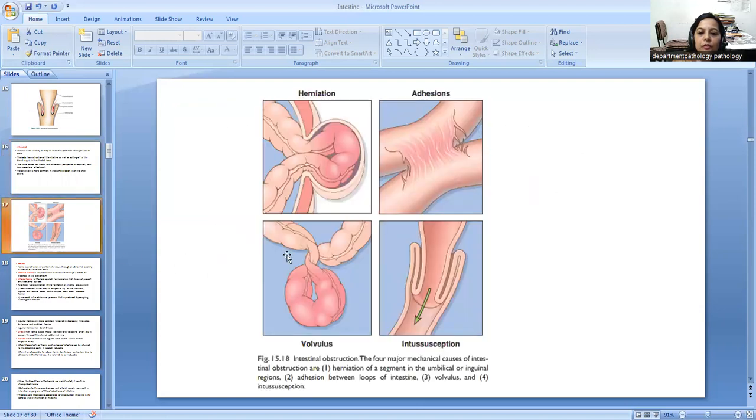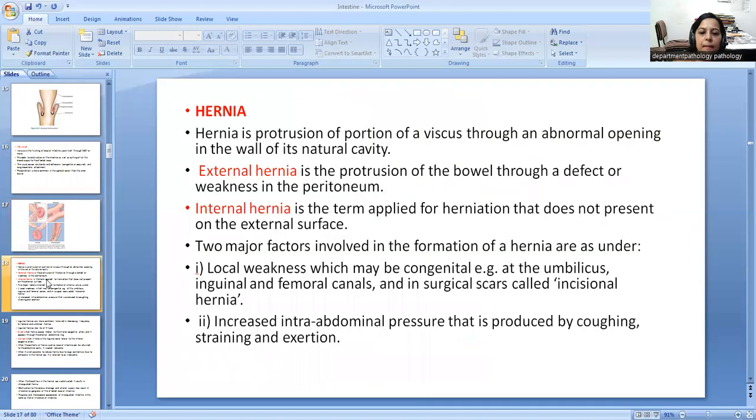So this is the volvulus and this is intussusception. First one is the intestinal obstruction, and like this is the herniation basically of a segment into another segment. This is adhesions, this is volvulus, and this is intussusception.